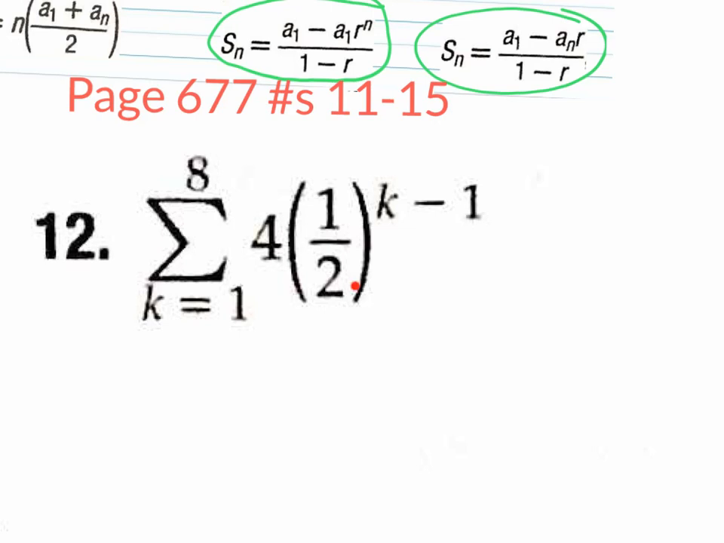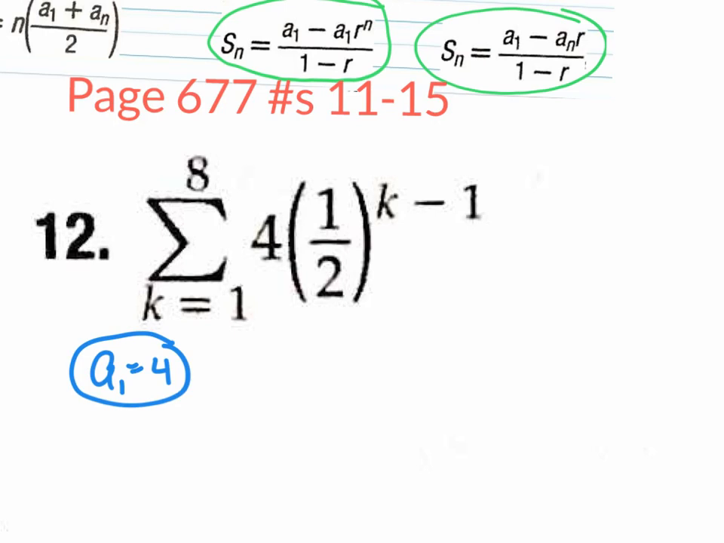You could actually look at this and find your a sub 1 term by plugging in the number 1 right in here and working it out. All right, so let me actually write this down, guys. I want to write a sub 1, plug in 1 right in here. 1 take away 1 is 0. Anything to the 0 power equals 1, and 1 times 4 equals 4. So there's my a sub 1 term.